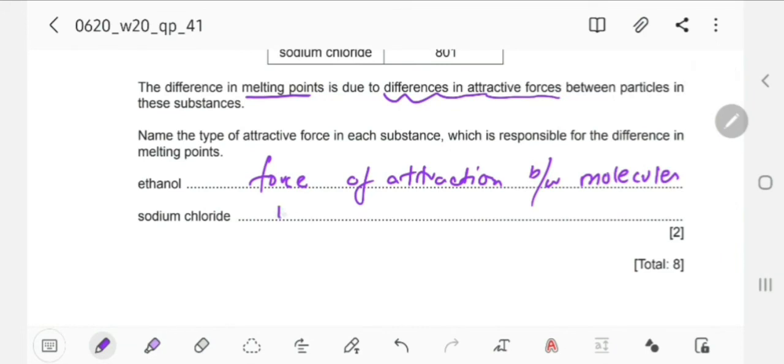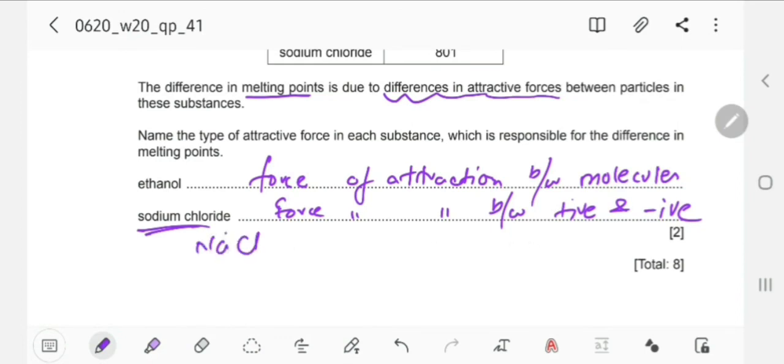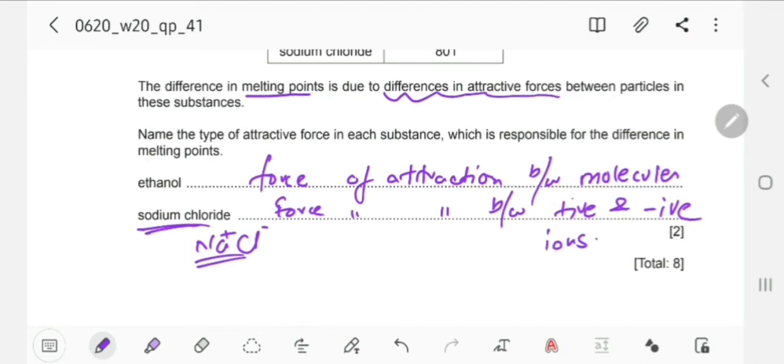Okay, it would be simply sodium chloride. As we know, sodium chloride is an ionic compound, so the force of attraction is between positive and negative ions. In NaCl, Na is positive, Cl is negative, so it's the force between the positive and negative ions. I think that was the last question. Yes, that was the last question.